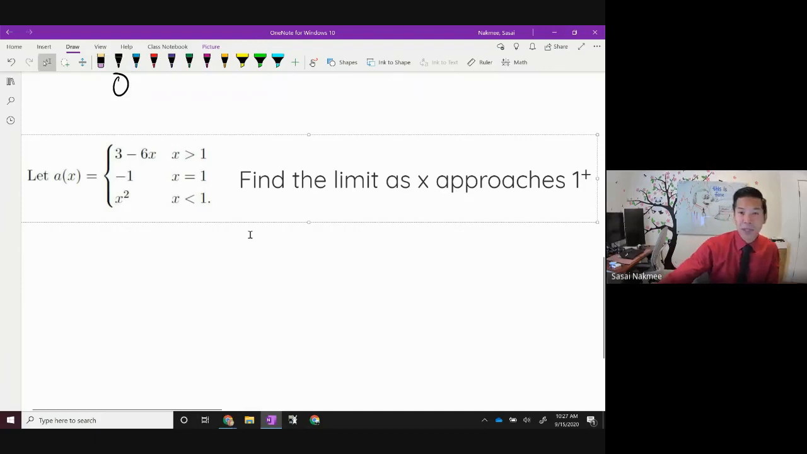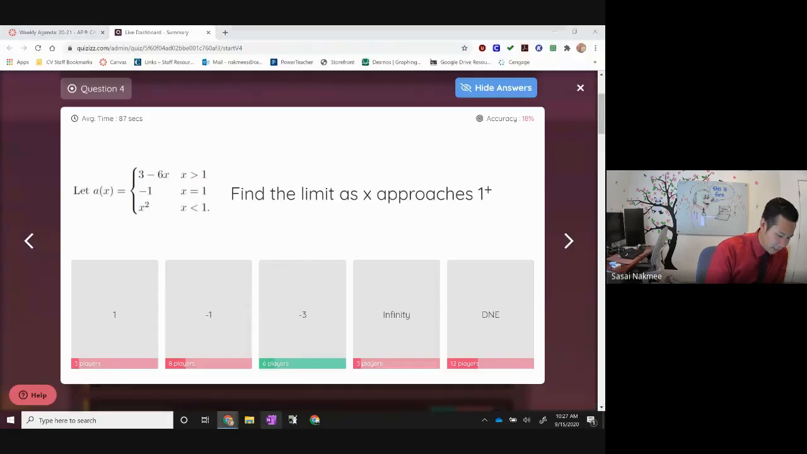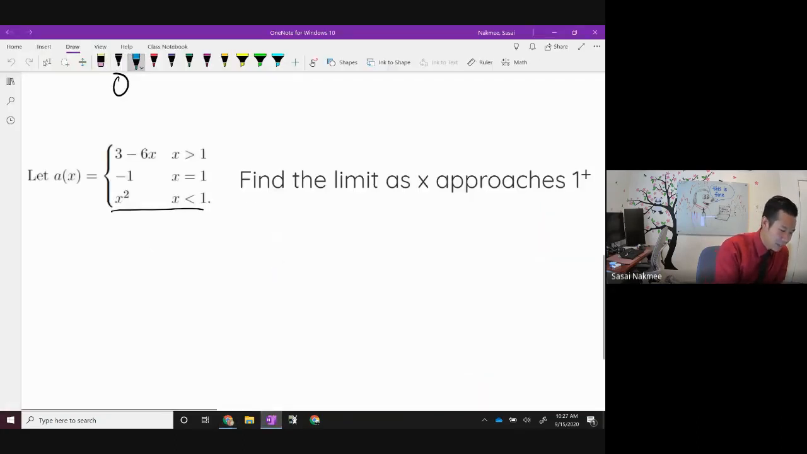So this is a piecewise function. There are 3 functions in total, right? This function right here, this function right here, this function right here, and this function right here.